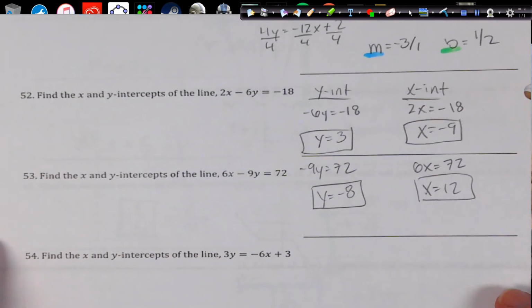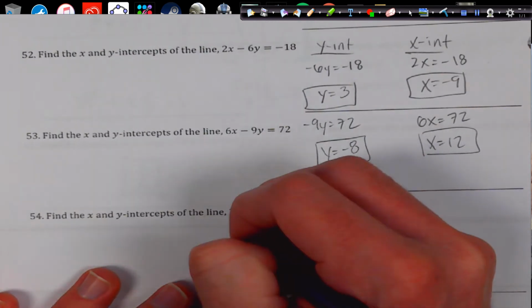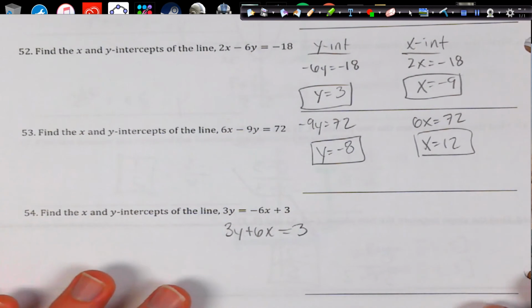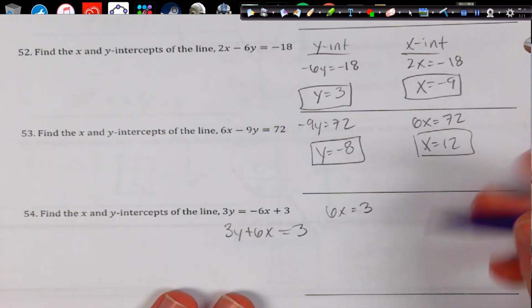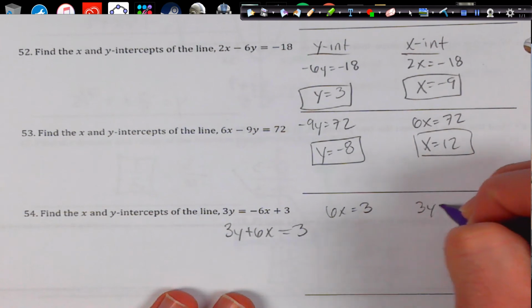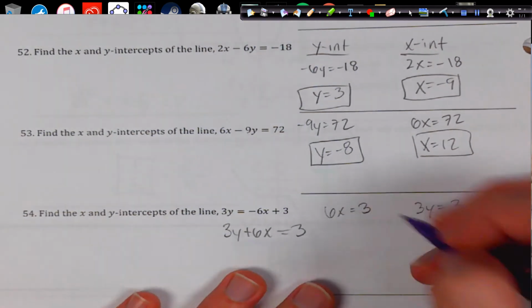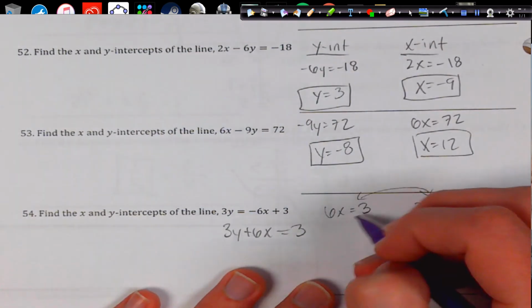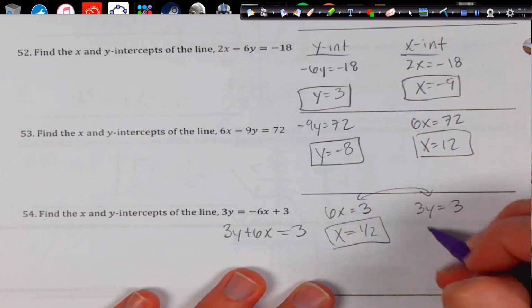And one last time. Now, I'm going to have to move this over first, so I'm going to get 3y plus 6x equals 3. And now I can go ahead and set that up as 6x equals 3, and 3y equals 3. I kind of flip-flopped that, sorry, so those are kind of in my columns different. But this would divide and make me have 1/2, and this would equal 1.